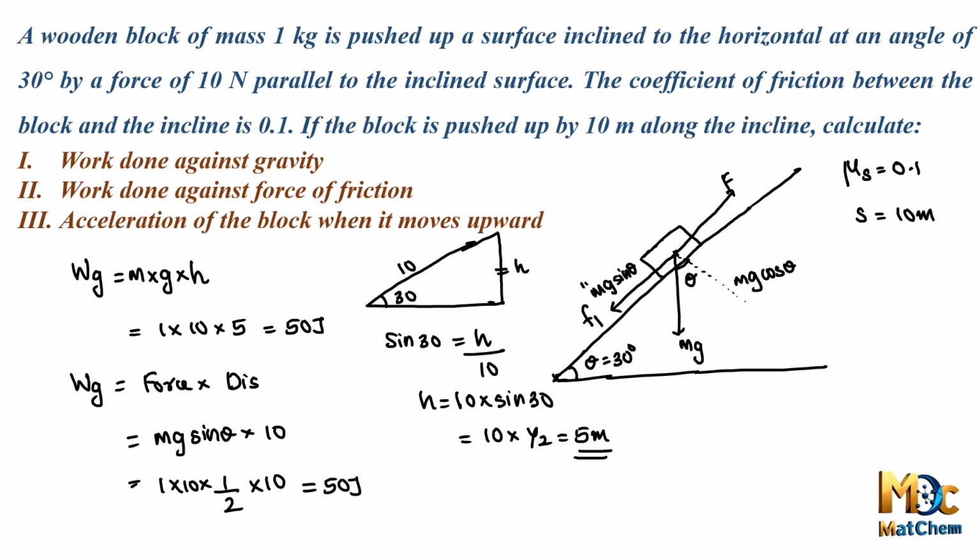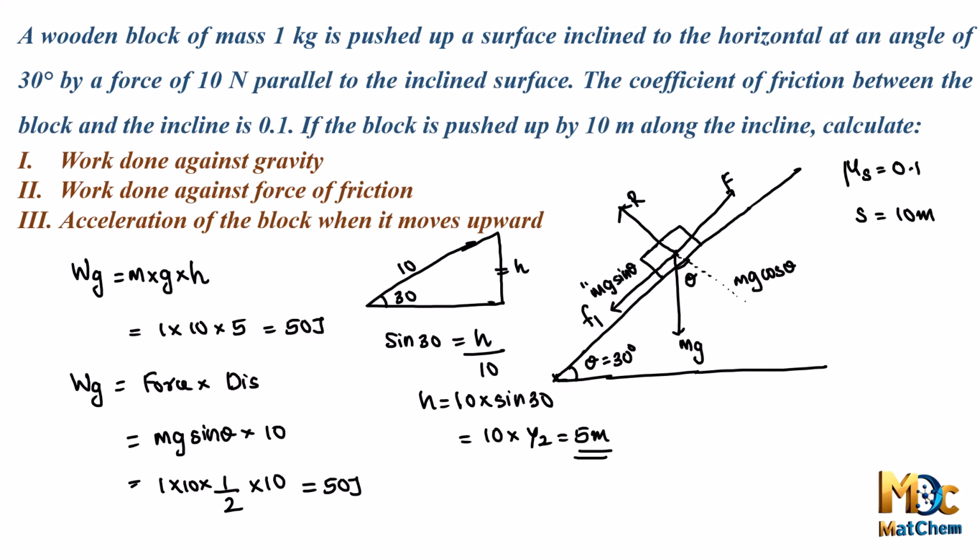Second is work against the force of friction. When you are applying a force, there will be a force of friction that will be acting in the opposite direction. You need to know one more thing. There will be a normal reaction that will be acting vertically upward with respect to the object. So this is equal to normal reaction.